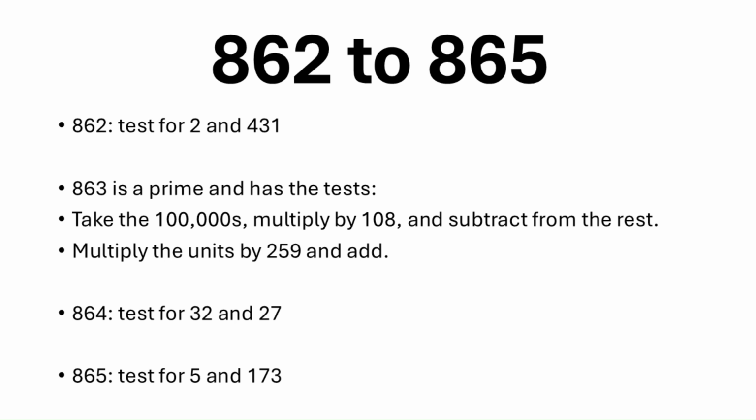862, test for 2 and 431. 863 is a prime and has the tests. Take the 100,000s, multiply by 108, and subtract from the rest. Multiply the units by 259 and add. 864, test for 32 and 27. 865, test for 5 and 173.